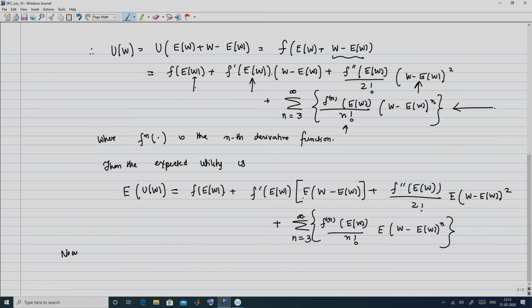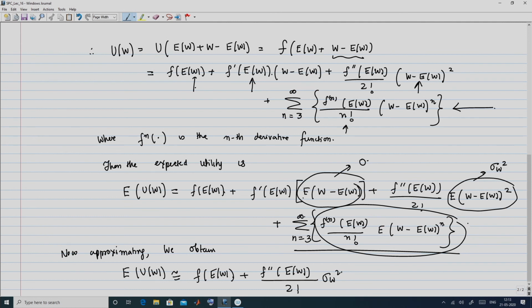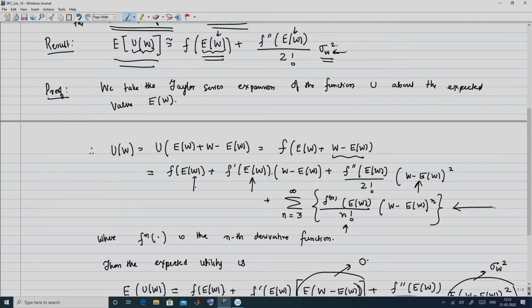So, now we approximate, that means we ignore the higher order terms. We obtain that E of U of W is approximately f of E of W, and now remember that this term is going to be 0, because E of W minus E of W is 0, and then we have f double prime of E of W over 2 factorial, and this term by definition is sigma W square, and the higher order term here is ignored. So, that means that we have obtained our result that we had stated here.